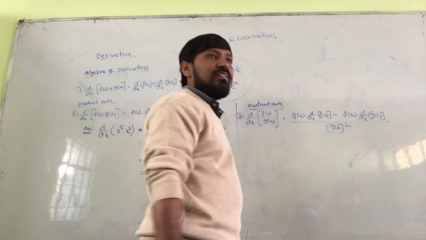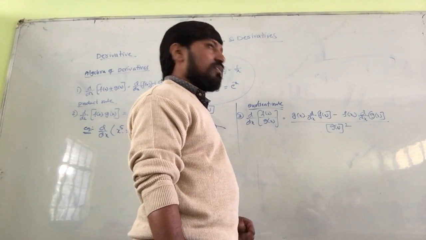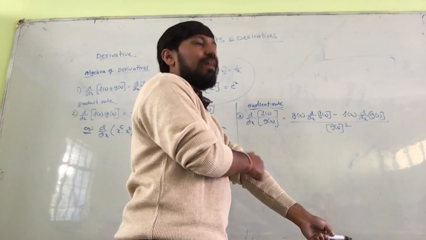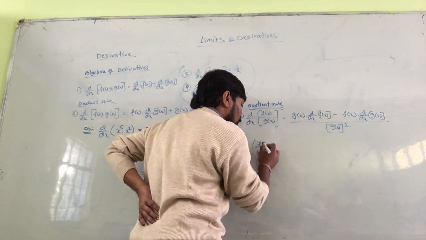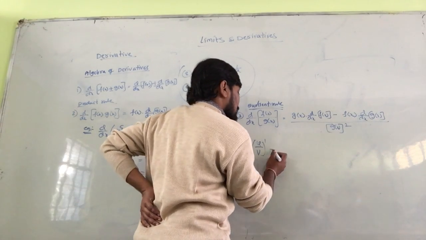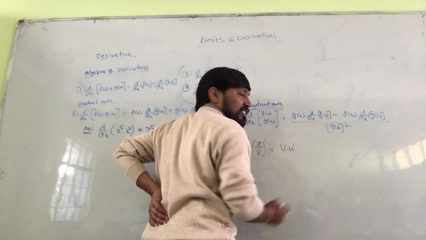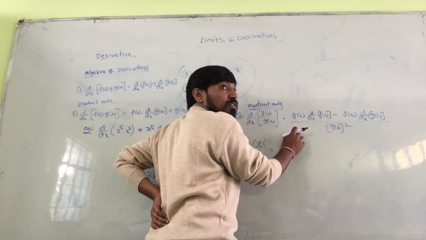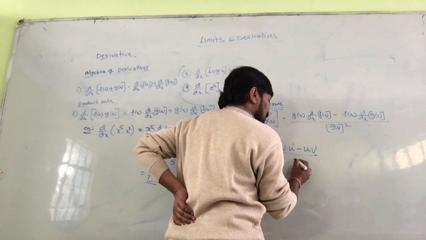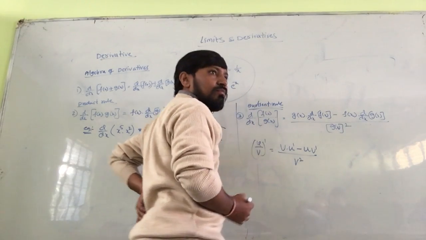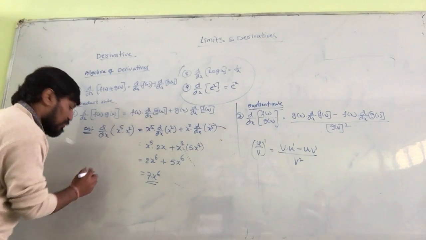So you know d by dx of u by v in the form. हाँ, u by v. In a short form, if you want, (u by v) dash is equal to v into u dash, u dash is nothing but the derivative of u, minus u into v dash, by v square. This is in a short form if you want.